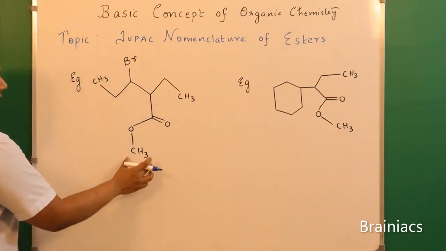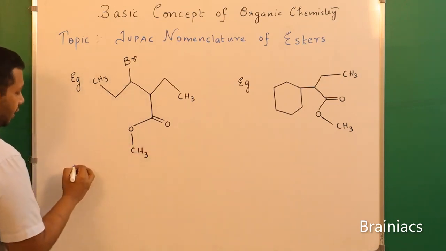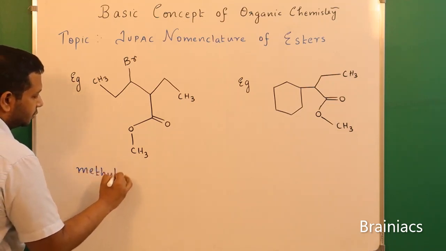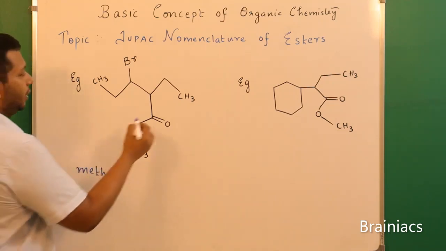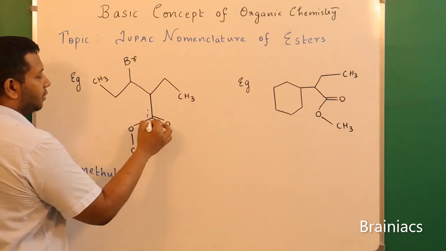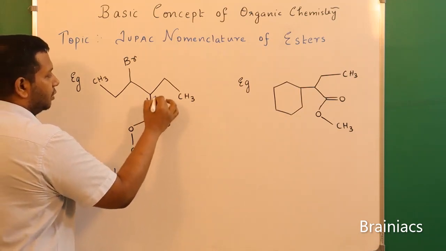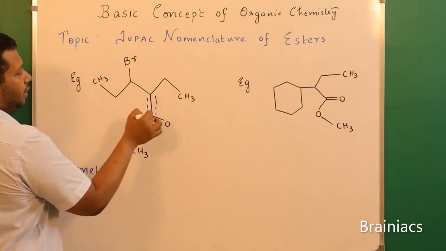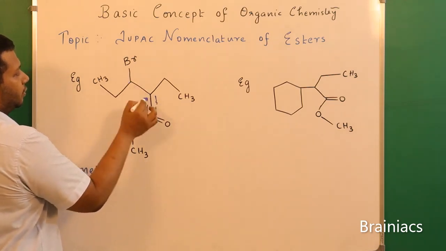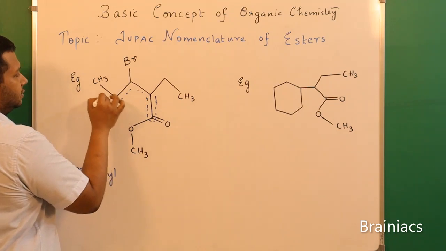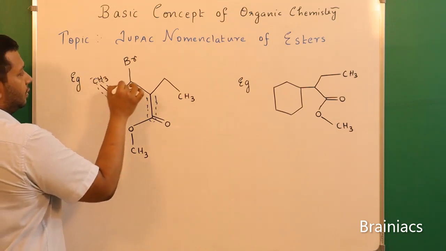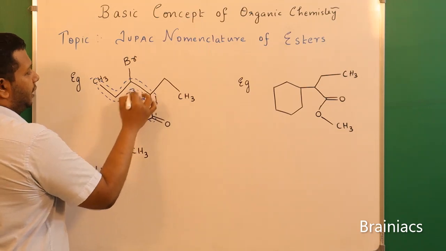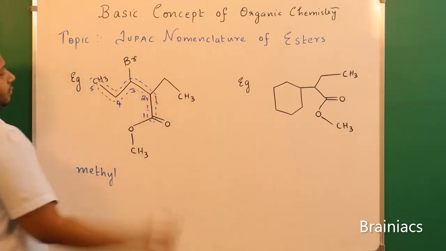So the first thing is alkyl. What is the alkyl here? Methyl. So I can write methyl here. Then I will start counting. This is my parent chain. Coming here, I know that the substituents are here, so I take the chain with the maximum substituents. So 1, 2, 3, 4, 5. This should be my parent chain.